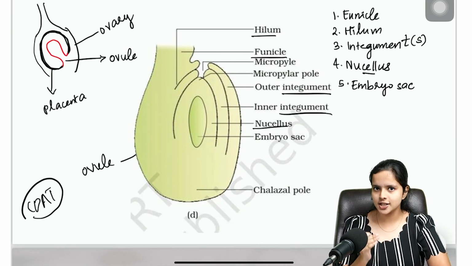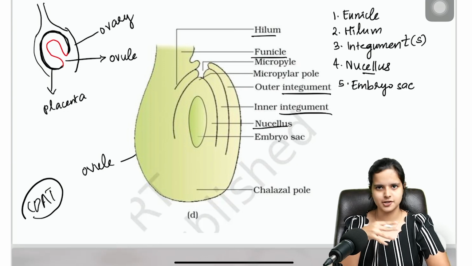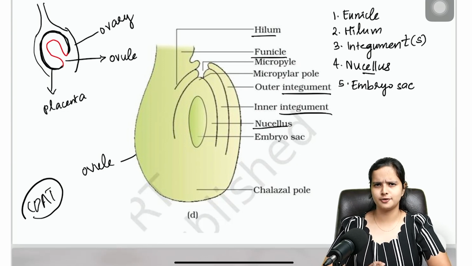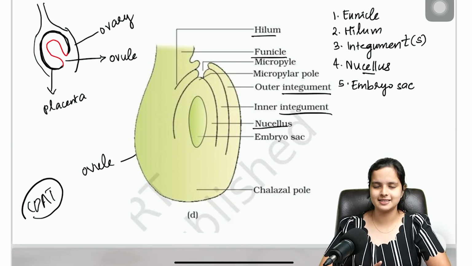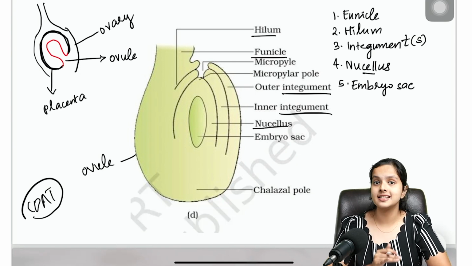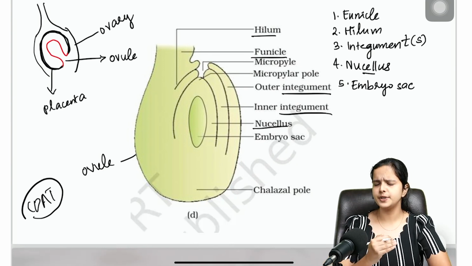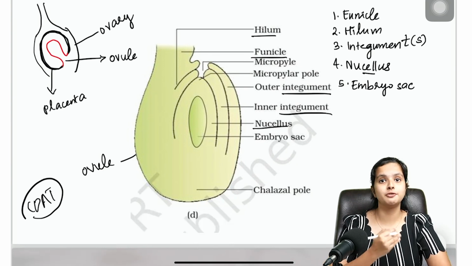So there is the outer integument and the inner integument, and then you have the nucellus, which is generally a mass of cells, and inside that you have the embryo sac. We'll discuss the structure of the embryo sac and what it is later, but right now just understand there is an embryo sac within an ovule, okay? So where did we start our journey from? We started our journey from the funicle, right?